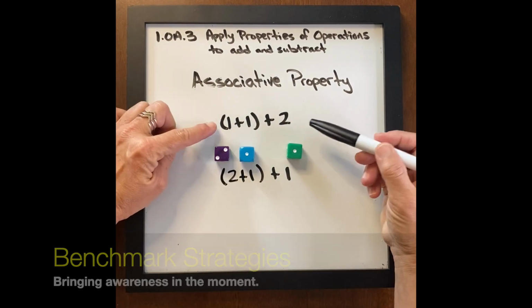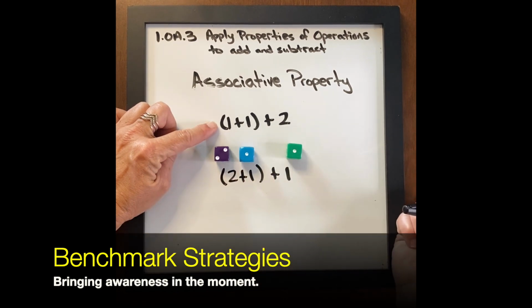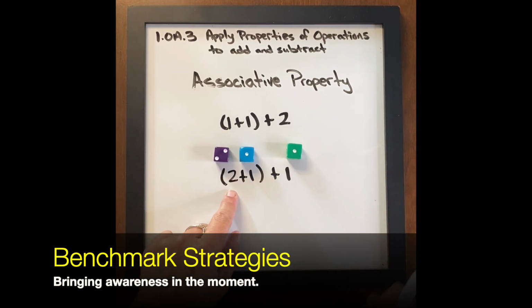And we also gave ourselves an opportunity to talk about 2 benchmark strategies, doubles and next door numbers, plus 1, which is neighbor numbers.